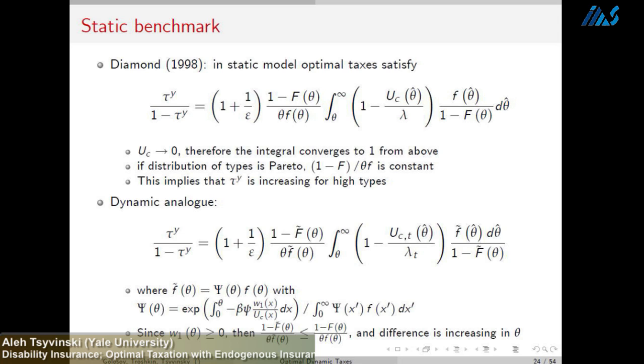So why do you need to have this? So think again about the static problem. So in the static problem, there is no particular need to distort anybody. You have lump sum taxes. If you want, you could use lump sum taxes. The only reason to have distortionary taxes is to help with incentives. How do I help with the incentives?